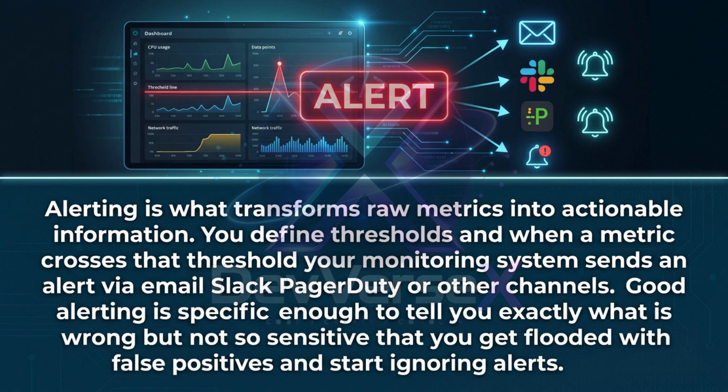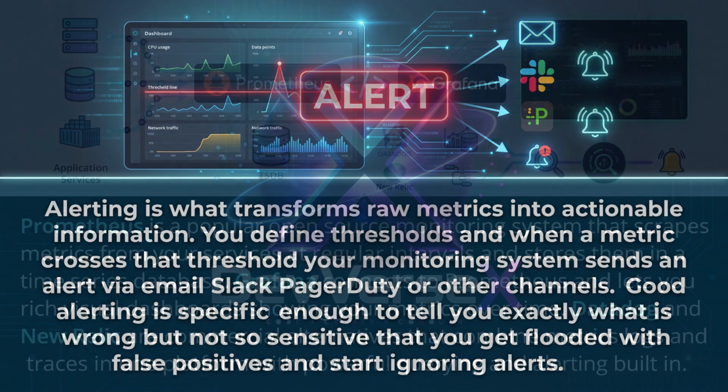Alerting is what transforms raw metrics into actionable information. You define thresholds, and when a metric crosses that threshold, your monitoring system sends an alert via email, Slack, PagerDuty, or other channels. Good alerting is specific enough to tell you exactly what is wrong, but not so sensitive that you get flooded with false positives and start ignoring alerts.